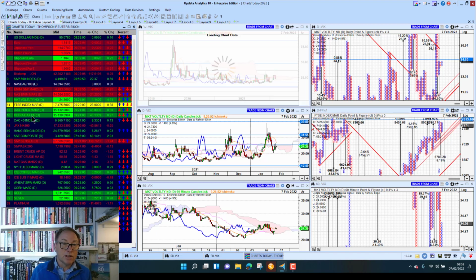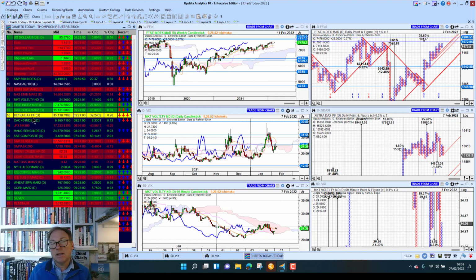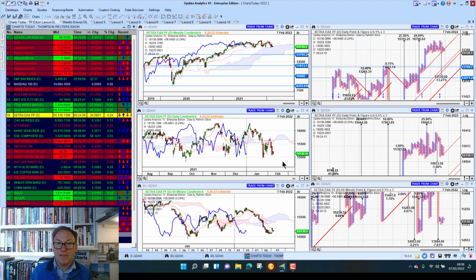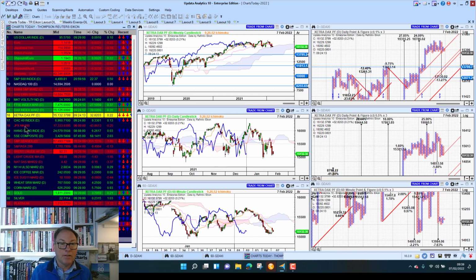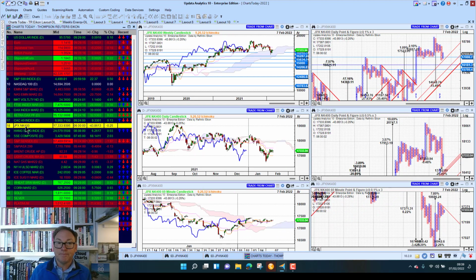The FTSE futures up 0.4%. The DAX in Germany up 0.25%. 15,000 is the level here. That's the floor that you need to keep an eye on. And then if we look at Japan, that was down 0.25%.